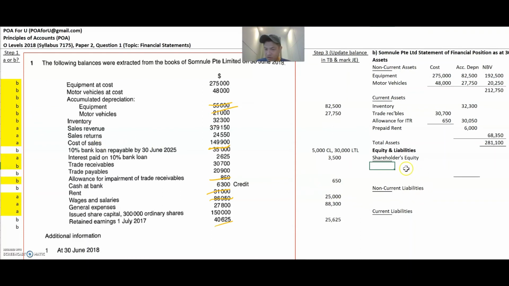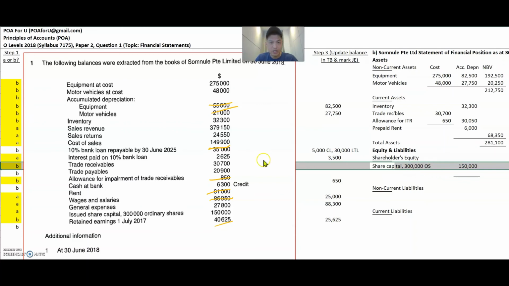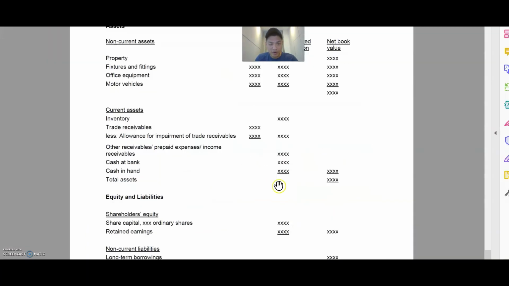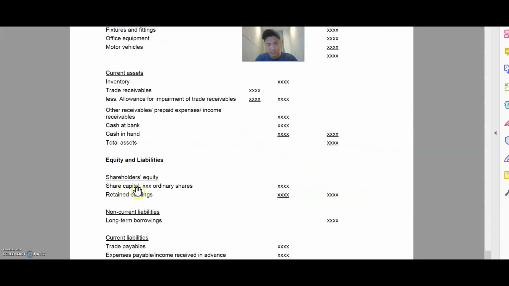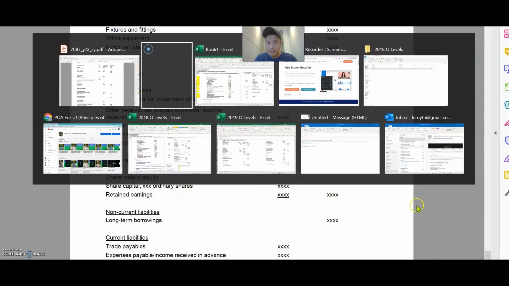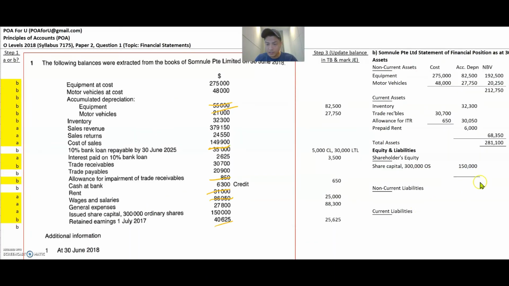So it always starts with shareholders' equity for a limited company. So issued share capital, you bring it across. Right, and this is what you have. Your statement should always say share capital, 300,000 ordinary shares. OS is ordinary share. Not sure where to find this? You look at your syllabus outline, share capital, XX number of ordinary shares. Okay, then we go back to here.